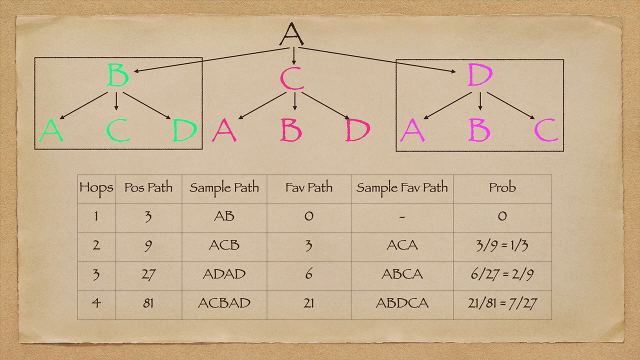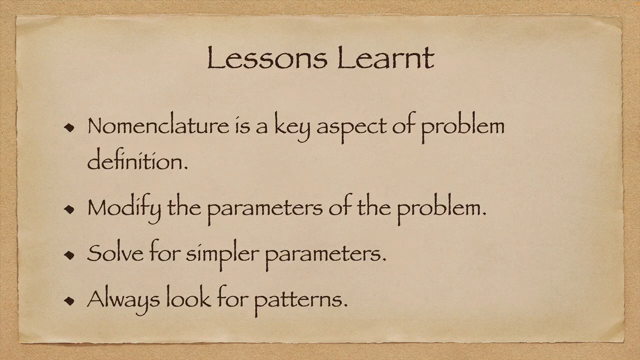I hope this particular problem solving method was helpful. Tabulating it, thinking like a scientist, thinking of the whole math problem as an experiment, looking for patterns and therefore trying to solve it. So what are the lessons learned? Nomenclature is a key aspect of problem definitions. Many a non-routine problem can be solved if you can find the right nomenclature and define the problem in a very proper, precise manner.